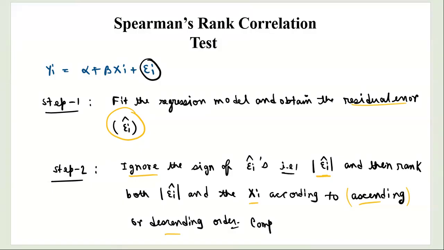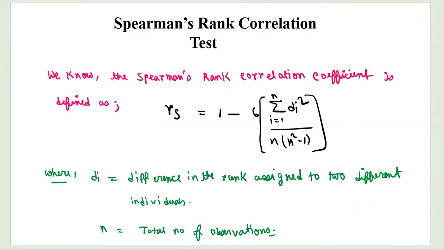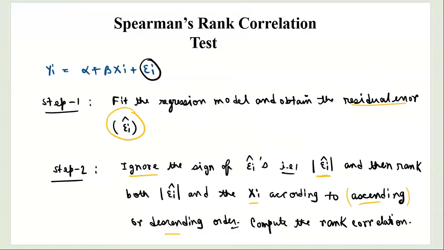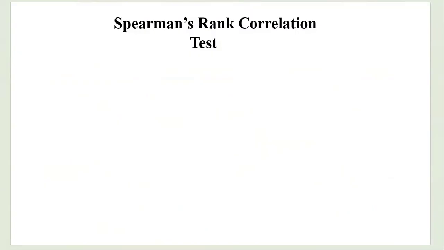And then what do you have to do? Compute the rank correlation. When I say rank correlation, I mean the Spearman's rank correlation. And the formula is this, which I have shown you previously. After you have the ranking of the absolute value of error and the absolute x values, the independent values, you can compute the difference, right? This di can be computed, and once you have di, n is already given to you, you can simply compute this Spearman's rank correlation. So this will be step 2, right?